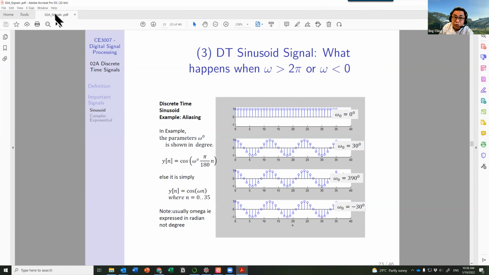In our 02A signals.pdf, page 23, go look at this figure. This is a cosine, and each step that I take is 30 degrees. So this is basically cosine of pi over 6 n, and then I'm plotting this for various n.